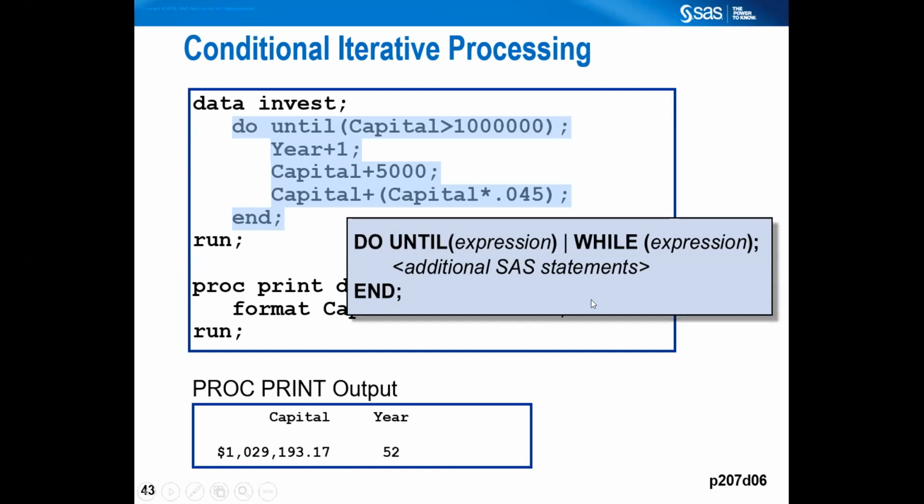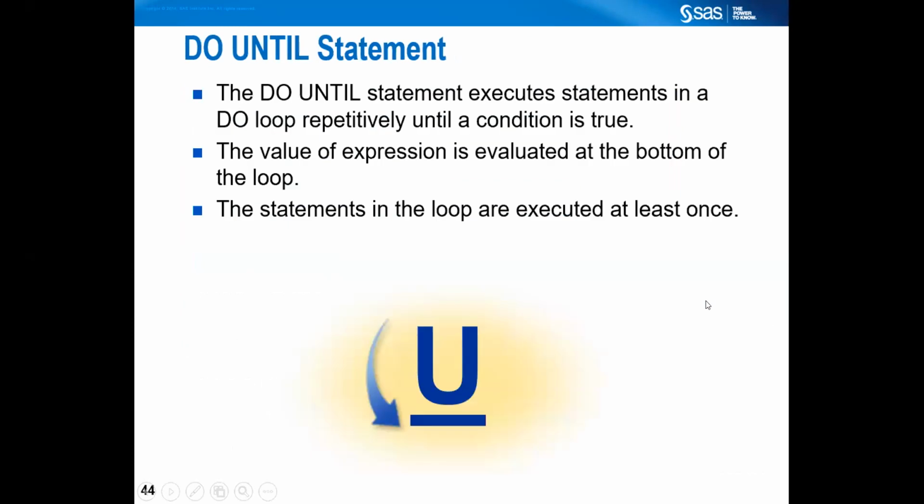So there are two do conditions, which is do until expression, or you can use do while expression. So what does do until do and what does do while do? This do until statement executes statements in a do loop repetitively until a condition is true. That means it will enter the loop and it will check the condition at the bottom of the loop. So the value of expression is evaluated at the bottom of the loop. The statements in the loop are executed at least once.